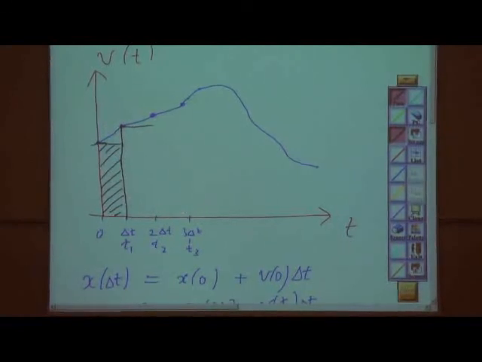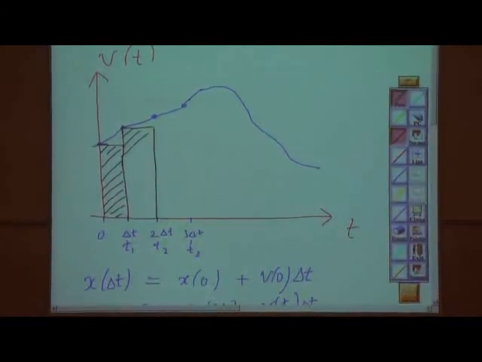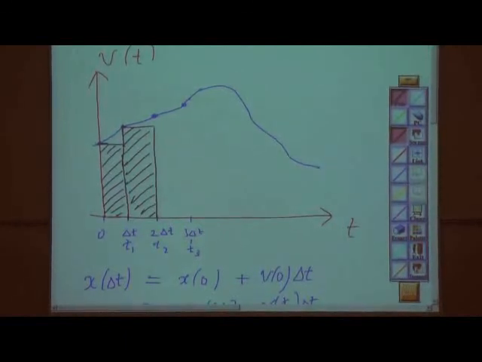Now let me come back to this graph and see what I have calculated. Well, v0 times delta t, well, this is v0.